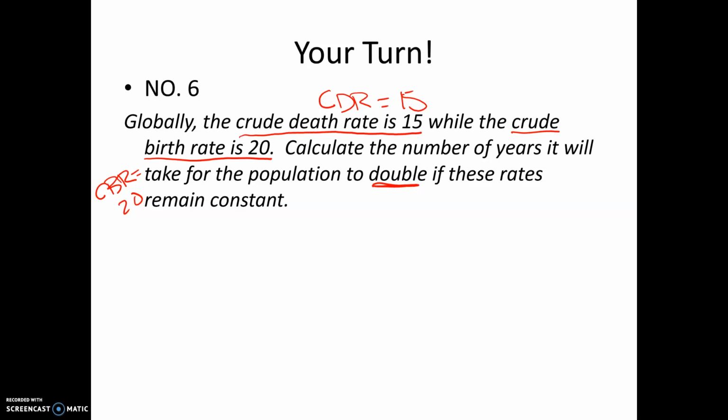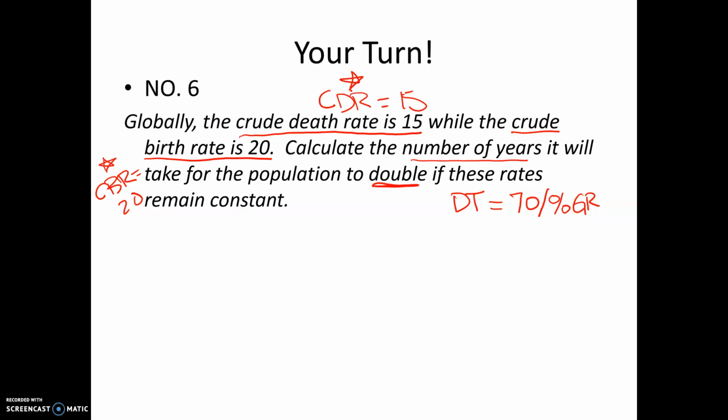To get the number of years it will take for the population to double, that's doubling time, which is 70 divided by our percent growth rate. So, do we have a percent growth rate right now? No, we have a crude death rate and we have a crude birth rate. But we can get a percent growth rate from these two numbers.